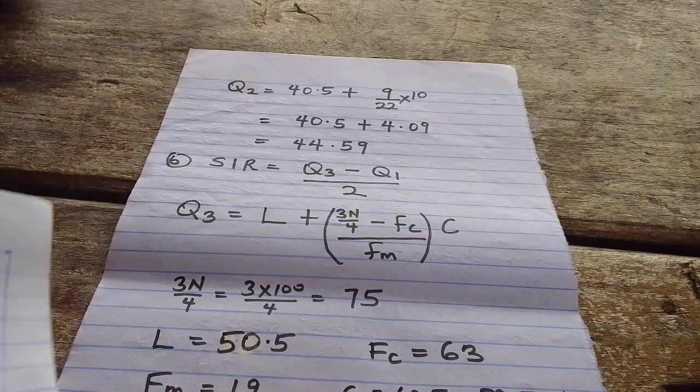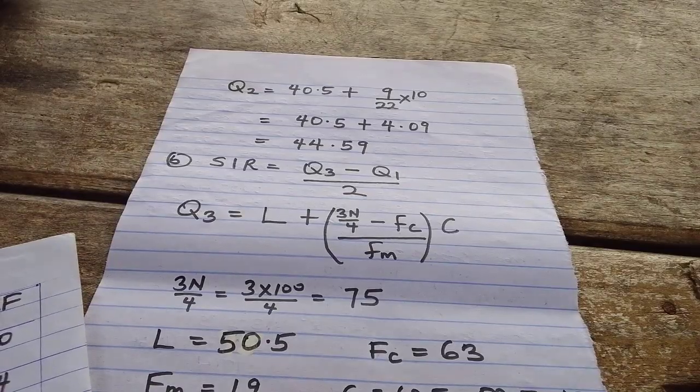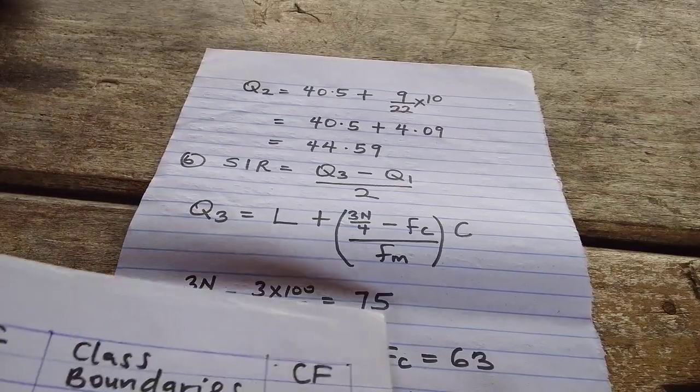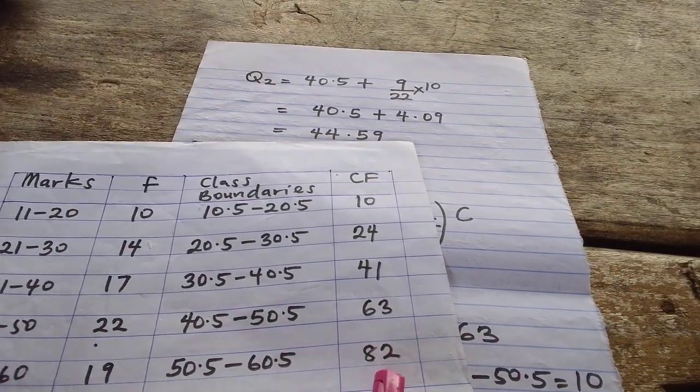Then the FC. The FC means the cumulative frequency before the third quartile. So you realize that the third quartile frequency is what? 82, abi.